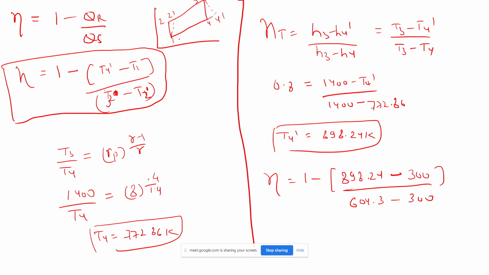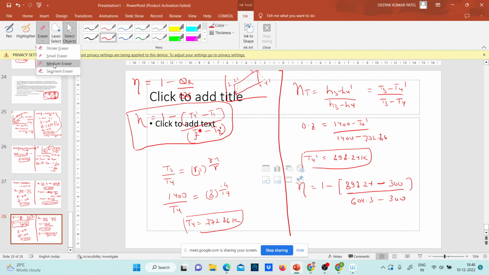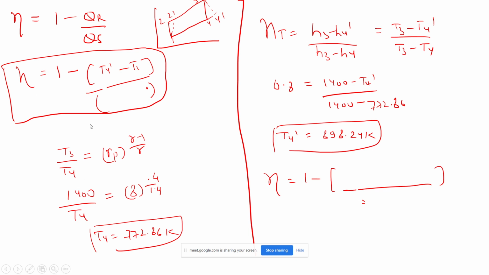सर 1400 माइनस 604 नहीं होगा. Yeah, here we will change. Here formula only I have written wrong directly. So that's why here we will change completely. Wait. Here what we will write, that will be T3 minus T2 dash.